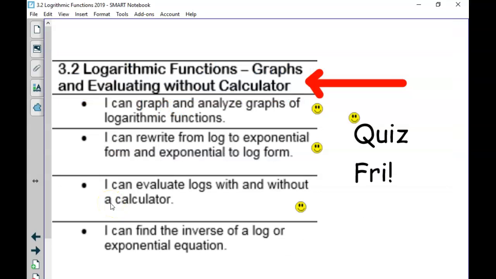Today's learning targets: be able to graph a logarithm function. Remember, we're doing this without a calculator, a basic one. And the big one is to rewrite from log to exponential form and exponential to log form, and evaluate logs with and without a calculator.